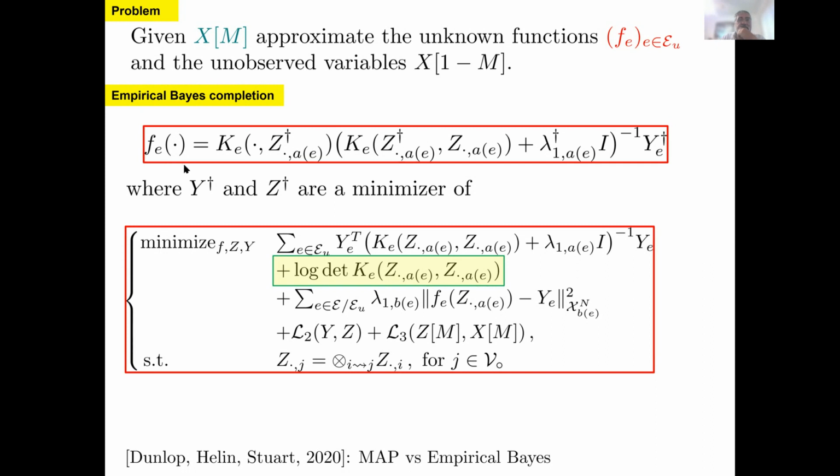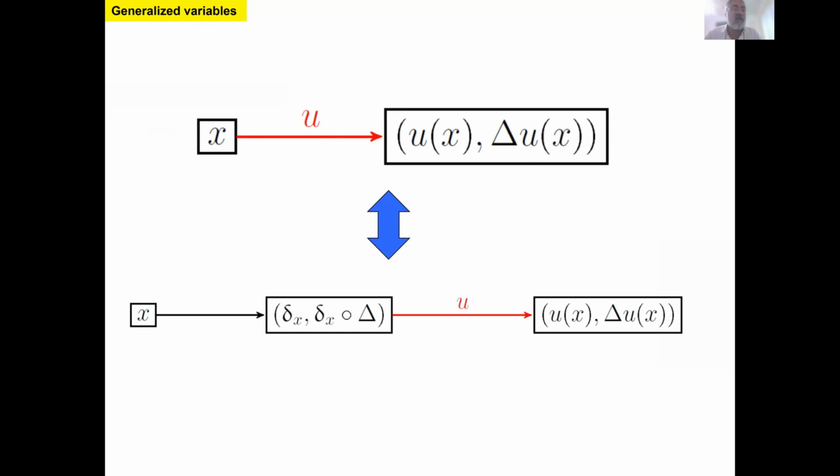This introduces the following log term in the reduced variational problem. And I refer to the following paper by Dunlop, Helen, and Andrew Stuart for differences between MAP and empirical Bayes. But the short story is that MAP has lower complexity, whereas empirical Bayes has better consistency. Okay, I know that this part was a bit technical, but now I will show you examples.